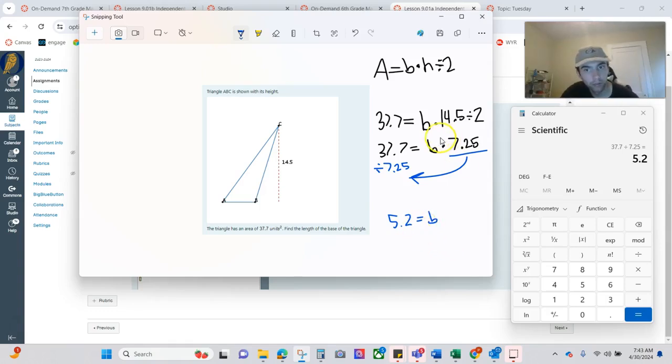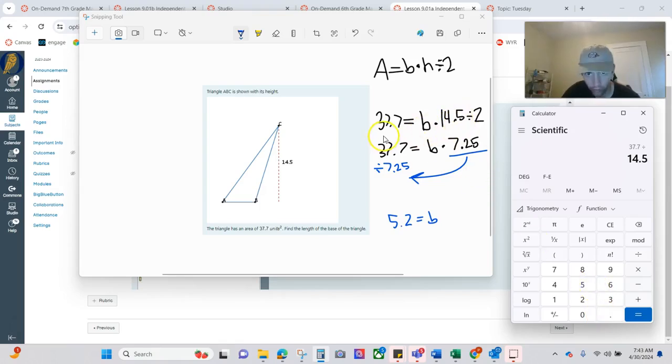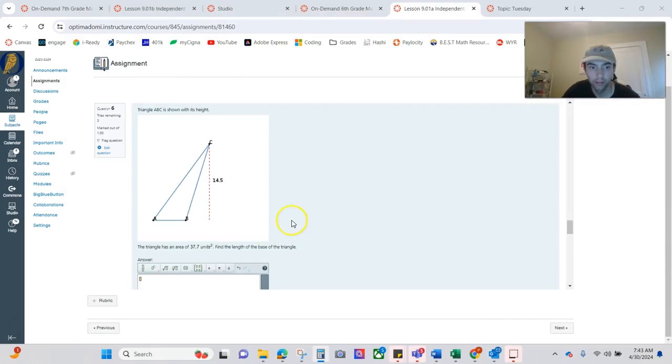You could also have done 37.7 divided by 14.5, move the 14.5 over with opposite math. Then do opposite math for the divide by 2 and times by 2. Oh, get the same thing. 5.2 is the base.